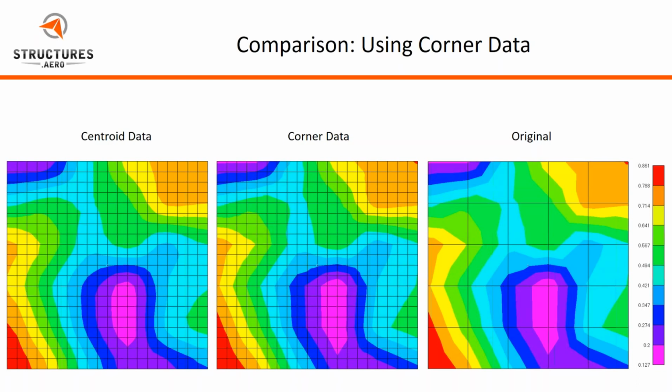from your loading. Here with the centroid data, we lost a bit of the peak information, especially in the upper right, and a little bit on the lower left. But it is just a more averaged spread look at the information of the load.